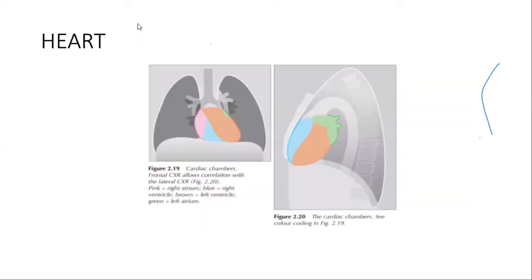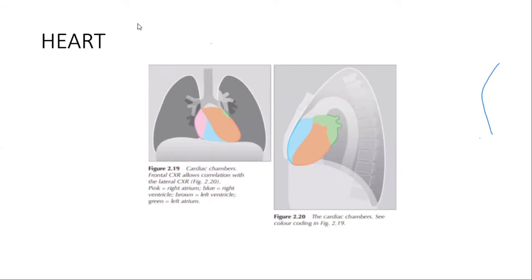Now the heart. The heart occupies the middle mediastinum. We can see the cardiac chambers of the heart in the lateral X-ray. The front of the heart is formed by the right ventricle, shown here by the blue color. The upper portion of the back of the heart is formed by the left atrium, shown by the green color, and the rest of the back of the heart shadow is formed by the left ventricle, shown by the brown color.